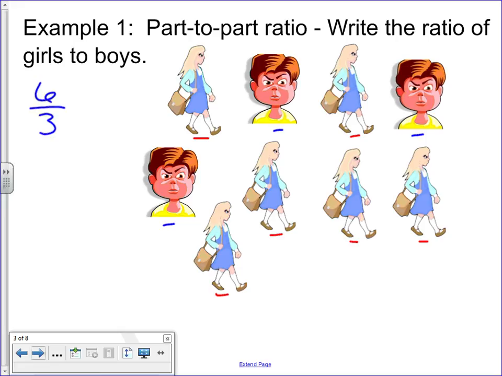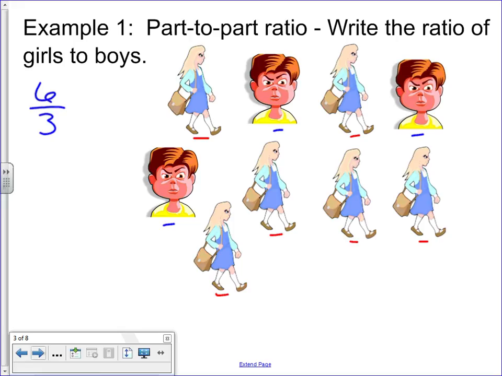Now, this might be where you'd say, wait a minute, this is an improper fraction. You need to write it as a mixed number. But that's not true. Because if we change it to a mixed number, then no longer are we comparing girls to boys. If I change this, it just becomes 2. 6 divided by 3 is 2. So if I said, what's the comparison of girls to boys, and you said 2, that doesn't tell me how many boys there were. That doesn't tell me how many girls there were.